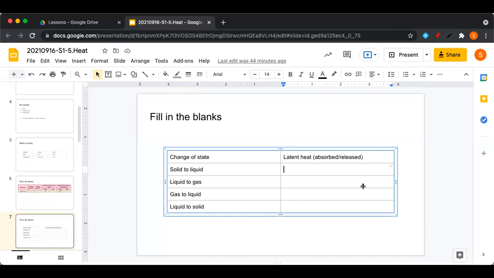So when the state is changing from solid to liquid, latent heat is absorbed. Same thing happens when the state is changing from liquid to gas. But the opposite happens when the state of the matter changes from gas to liquid. Heat is released. Also, when the state changes from liquid to solid, heat is released.